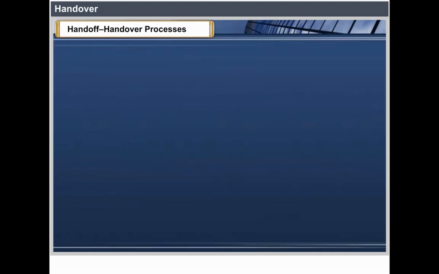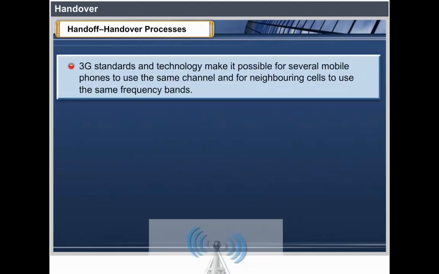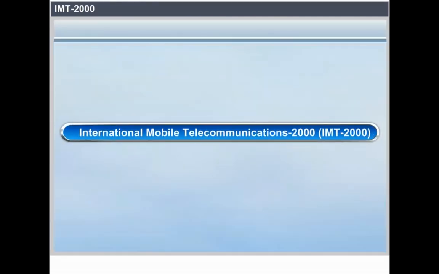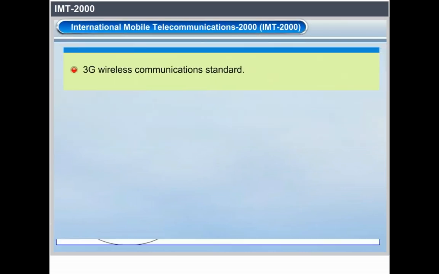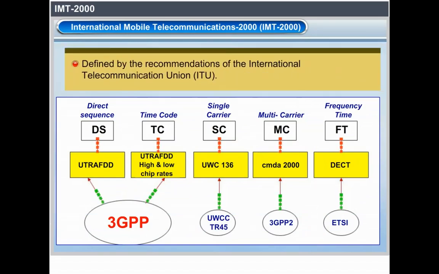Handoff handover processes. New handover methods have also evolved and are used in addition to the older technique. 3G standards and technology make it possible for several mobile phones to use the same channel and for neighboring cells to use the same frequency bands. International Mobile Telecommunications 2000, IMT 2000, 3G wireless communication standard defined by the recommendations of the International Telecommunication Union, ITU.